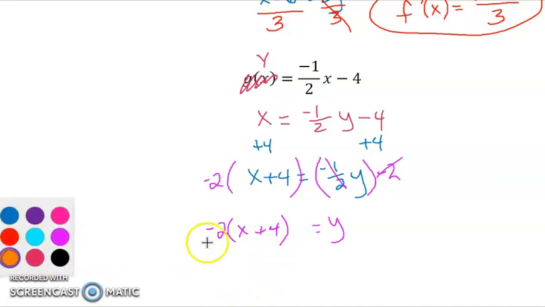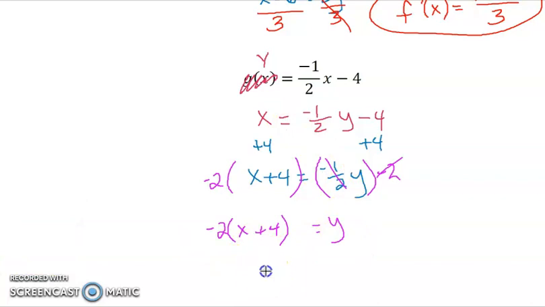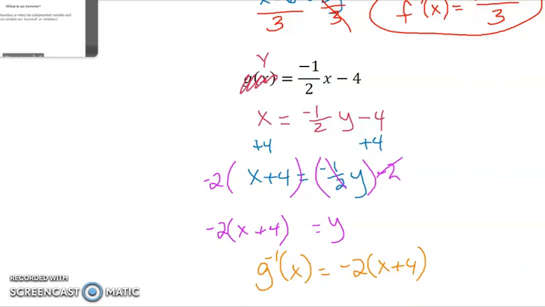This was the g function, so g inverse is going to equal negative 2 times x plus 4. And if we graphed both of these lines, they would be a reflection across the line y equals x. We'll look at that eventually.